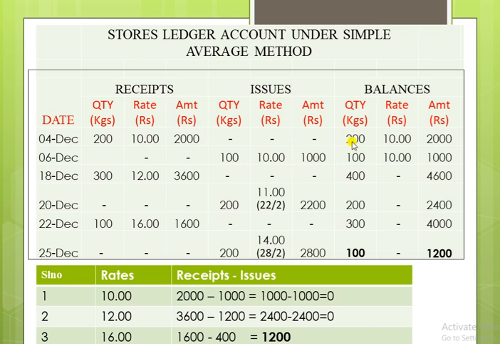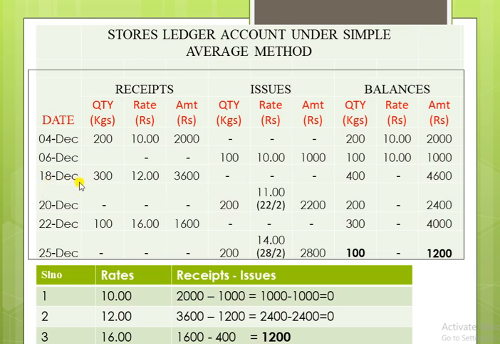So the remaining is quantity minus quantity 100, amount minus amount 1000, that is 2000 minus 1000. The rate will also be the same, because only one transaction has occurred before the issue. So the rate never changes. The same rate of rupees 10 will be taken.